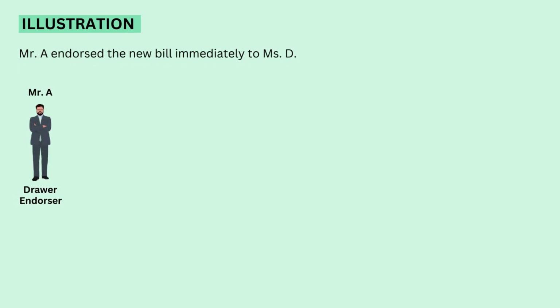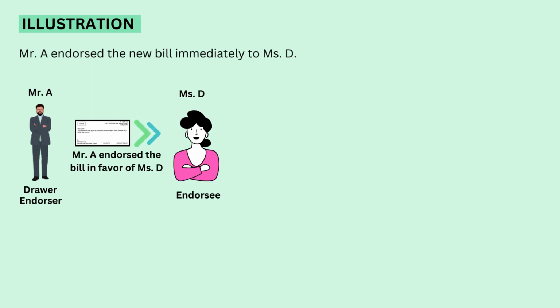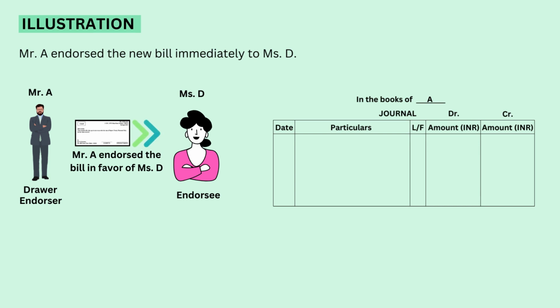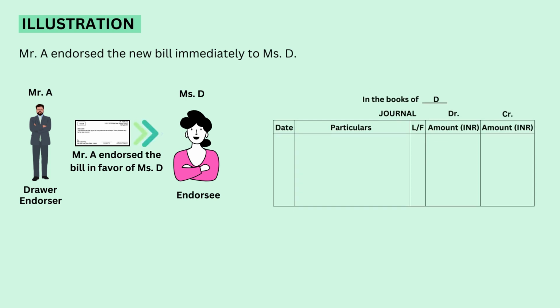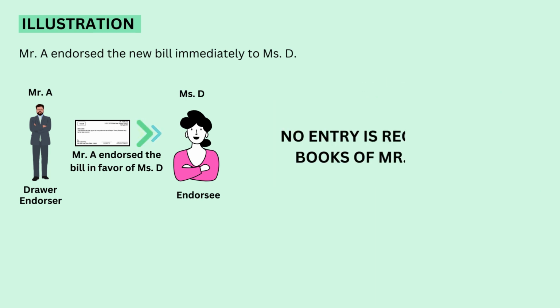Again Mr. A endorsed the new bill immediately to Ms. D. Entry in the books of Mr. A will be Ms. D account debit rupees 80,000 to bills receivable account rupees 80,000. And entry in the books of Ms. D will be bills receivable account debit rupees 80,000 to Mr. A account rupees 80,000. No entry is required in the books of Mr. B.